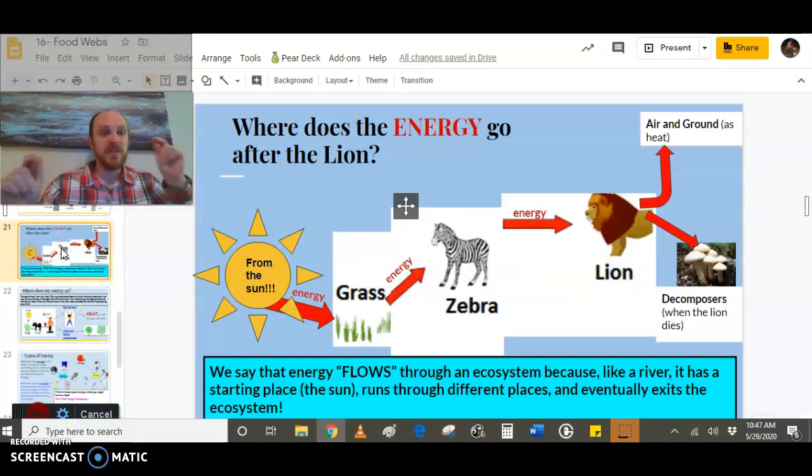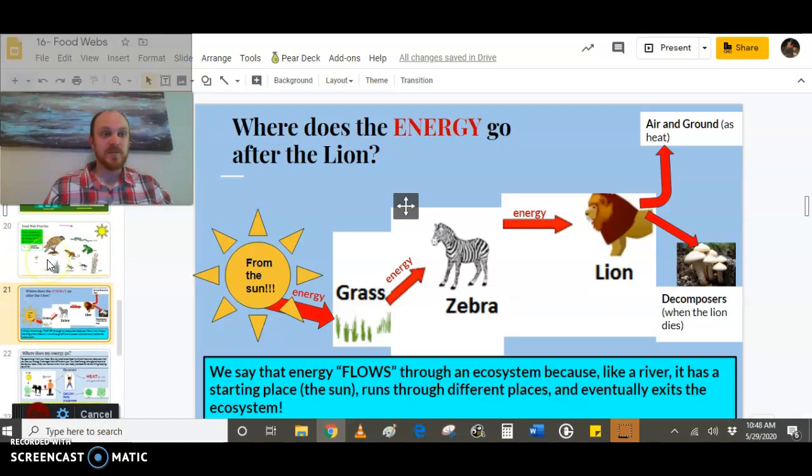Okay, kind of the last thing here. Where does energy go after the line? Where does the energy go? You know what? I'm going to split this off. I'm going to make a second video, and I'm going to post it just before this slide because I am running out of time on the video I'm allowed.